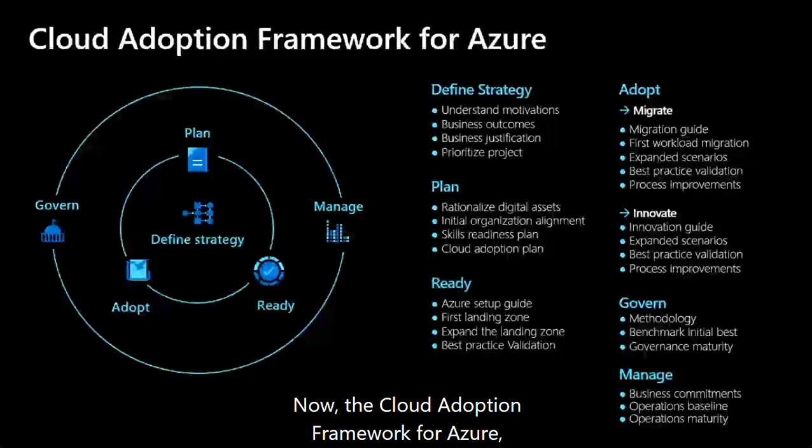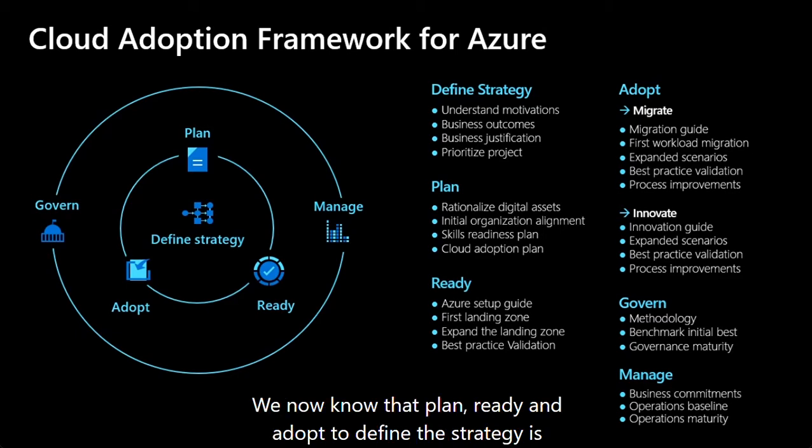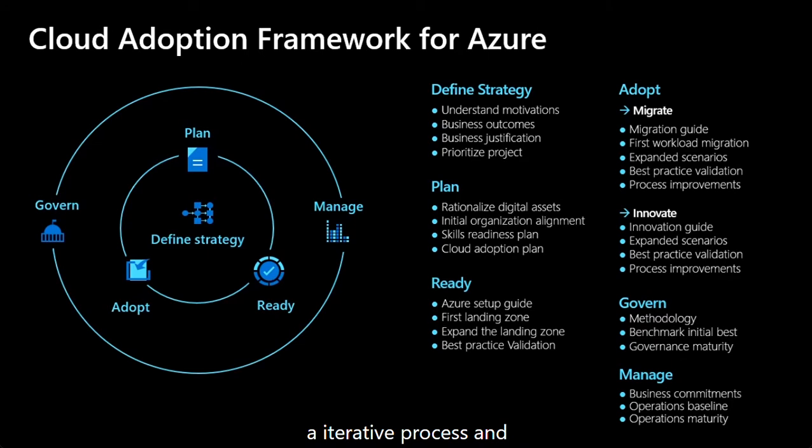Now, the Cloud Adoption Framework for Azure, think of it as an exploded view of the previous view. So we now know that plan, ready, and adopt to define the strategy is an iterative process, and overarching that is the govern and manage process, which in itself is an iterative process. But what are the things that you do for each phase? You can see that on the right side of the slide.